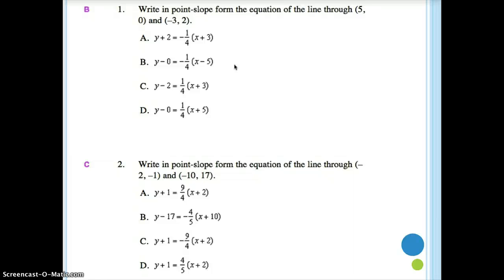Number 2, the answer was C. y plus 1 equals negative 9/4 times x plus 2. Notice that we're simplifying here and here. If we had negative 2 and negative 1, minus a negative becomes a positive, and so we will want to represent that accurately.